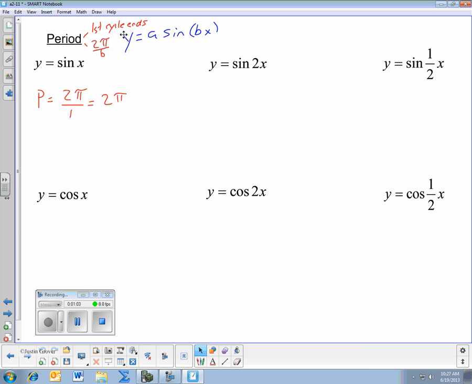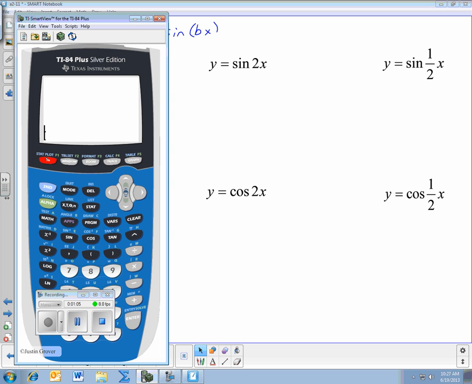And this should make sense because if we look at just our standard sine graph, I think I had too many x's in there. That's graphing kind of a mess. All right, so let's try that again.